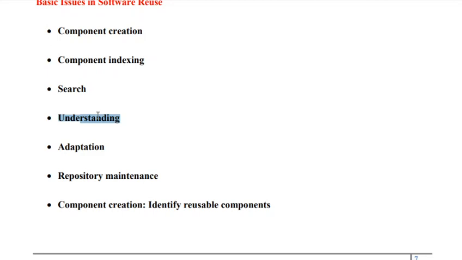Component understanding basically refers to providing a sufficient amount of knowledge with the components so that they can be understood and can be reused in a system. Adaptation basically means a mechanism for bringing about some cosmetic changes to the software system or the module so that it can be reused in a new system.